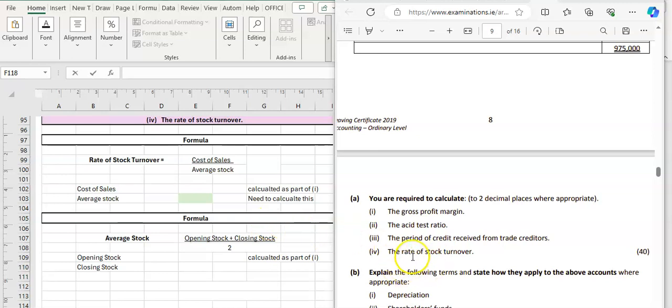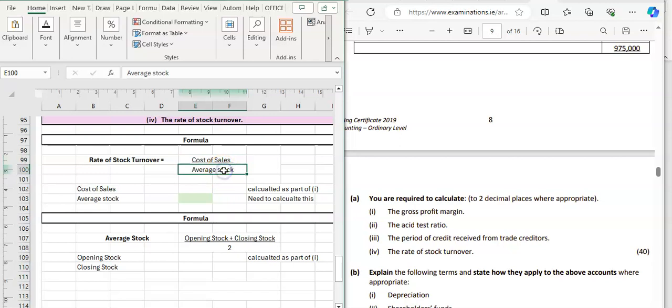Okay, so let's have a look at the fourth adjustment for Kennedy 2019 ordinary level question 5. I'm looking for the rate of stock turnover. To calculate this, we need to know the formula. The rate of stock turnover is your cost of sales divided by your average stock. Now, we're going to have to calculate our average stock. Our average stock is our opening stock plus closing stock, divided by 2.